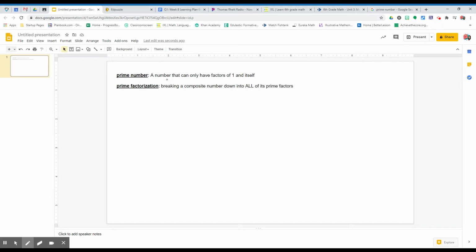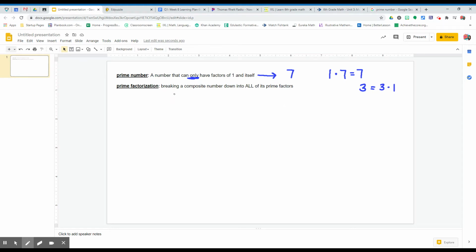So first we want to talk again about what a prime number is. A prime number is simply a number that can only have factors of 1 and itself. Just as an example, the number 7 would be prime, because when you start multiplying numbers together to get 7, the only numbers you can multiply together would be 1 and 7. Another prime number would be 3. If you tried to multiply two numbers to get 3, the only two numbers you can multiply together would be 3 and 1. So these are some basic examples of prime numbers.